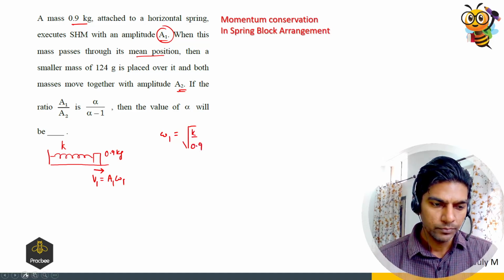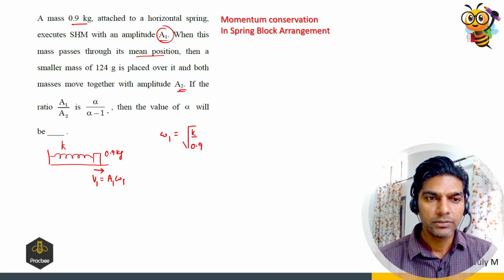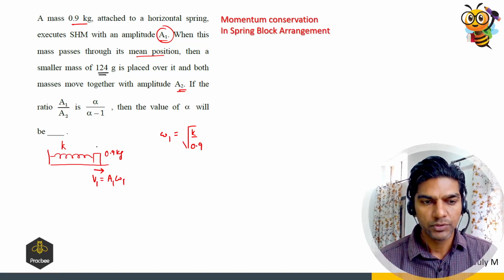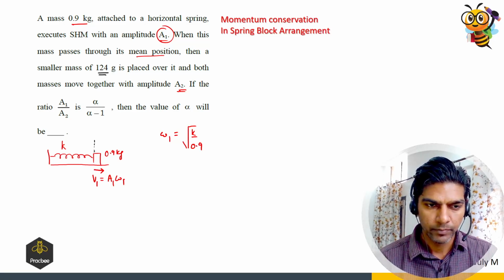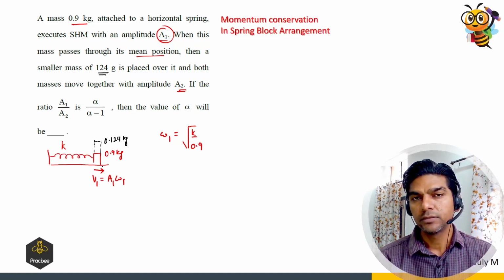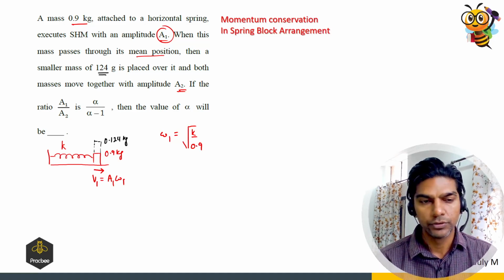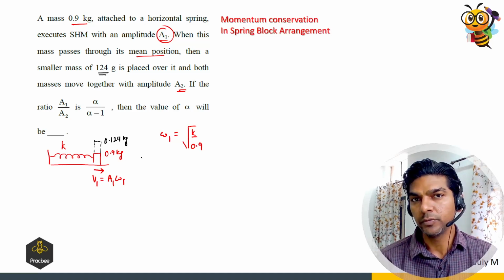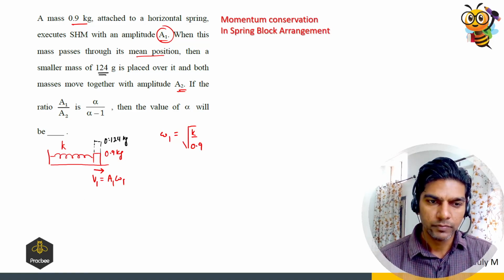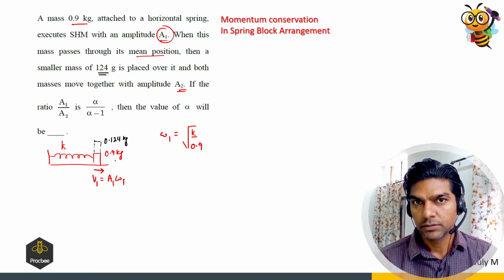Now what we're going to do, we have placed a block of 124 grams over it. So when we place a block of mass 0.124 kilograms over it, at this very instant there is no external force acting on the system in the horizontal direction, so we can conserve linear momentum in the horizontal direction. The mass of the system has increased, so the speed will decrease.